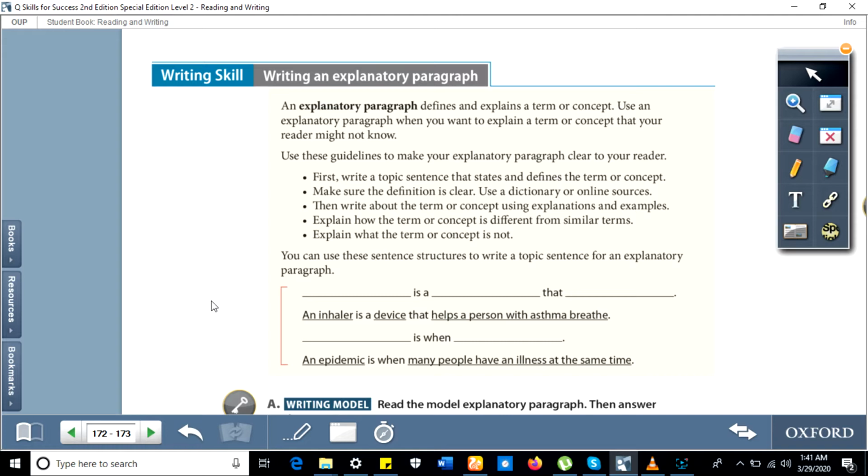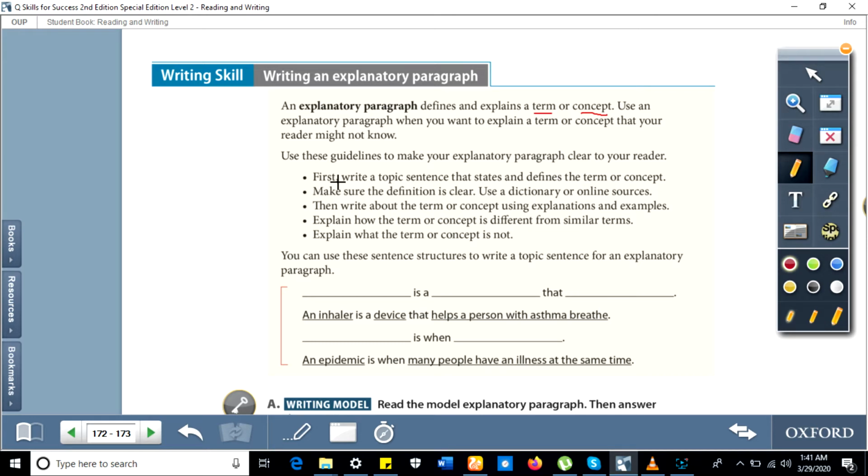In these paragraphs, you take one term or a concept, and after that you define it using the different supporting sentences and examples and things like this. How you can write a paragraph, there are some guidelines here.